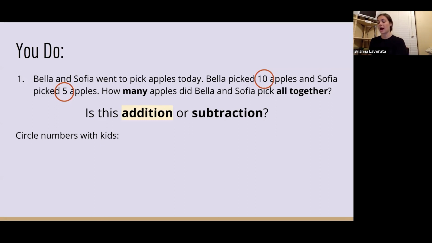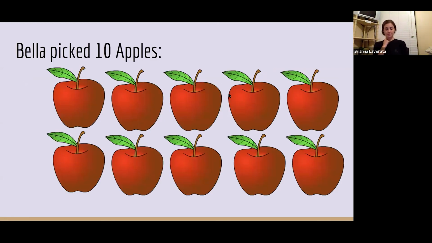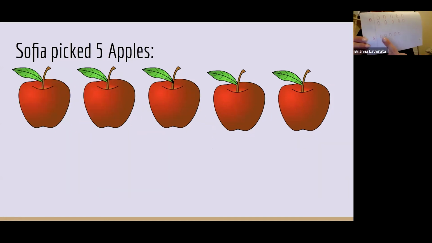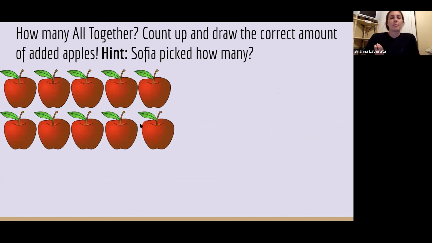Okay, so I will show you what I did. So Bella picked 10 apples. I wrote a B to represent Bella, and I drew 10 apples, just like this slide here. Next, I drew Sophia's apples because I saw the number 5, so I thought, I need to draw this out. I drew Sophia's apples just like this picture here. 1, 2, 3, 4, 5. How many apples all together?